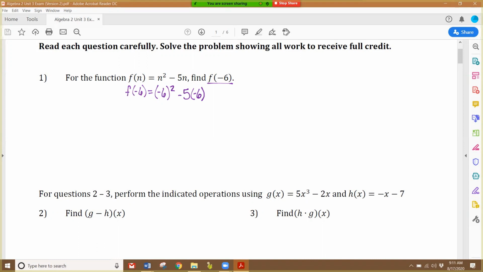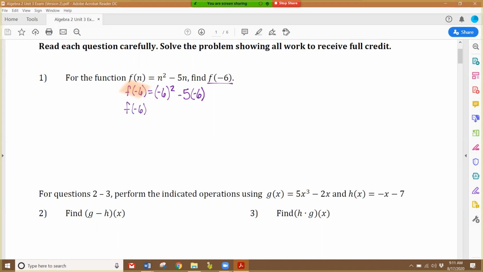So that's my first step. For my second step, I just want to simplify. Remember, when you do this type of problem, you're evaluating a function at a specific variable. So f of -6 there on the left just stays the same. You don't do anything with it.